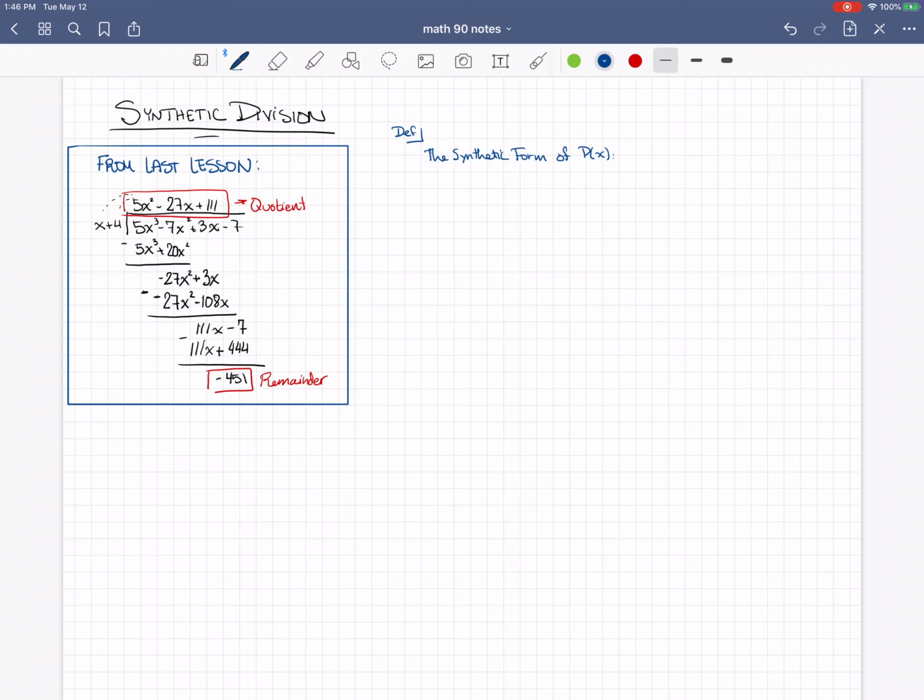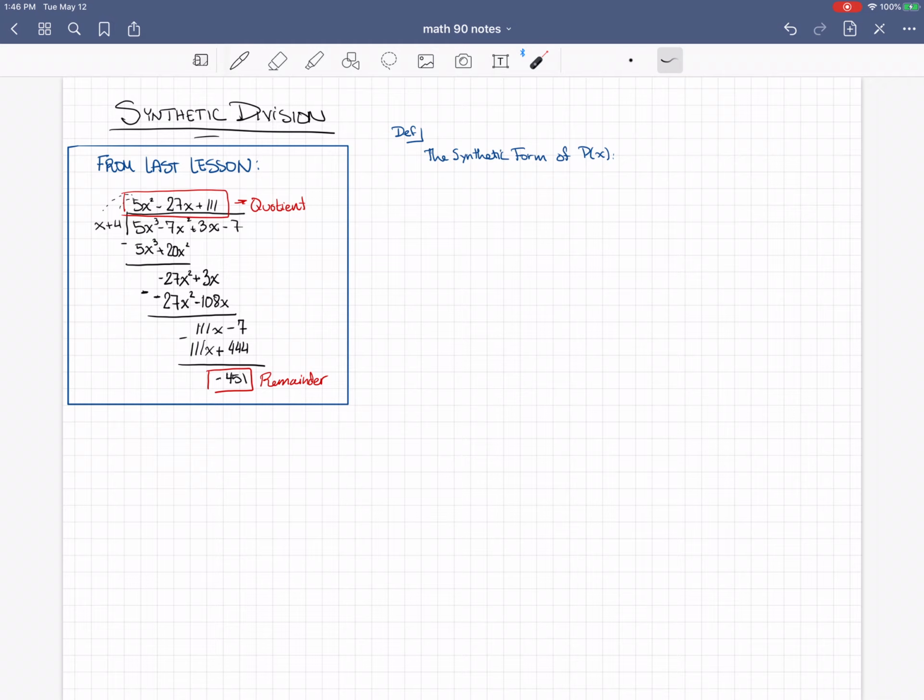All right, everybody. So in this lesson, we're going to pick up where we left off in the last lesson, where we were talking about long division, but eliminate some of the redundancies that we were observing. You'll notice here on the left, I have literally pasted in an example that we talked about last time.